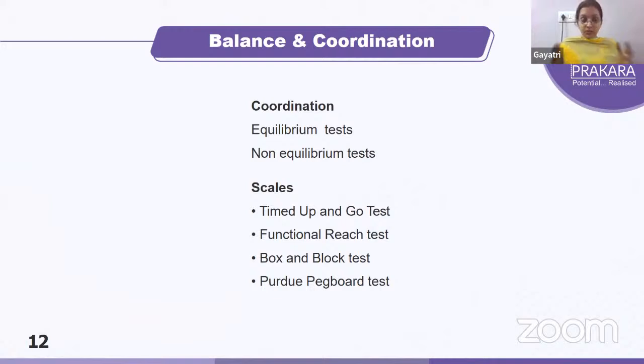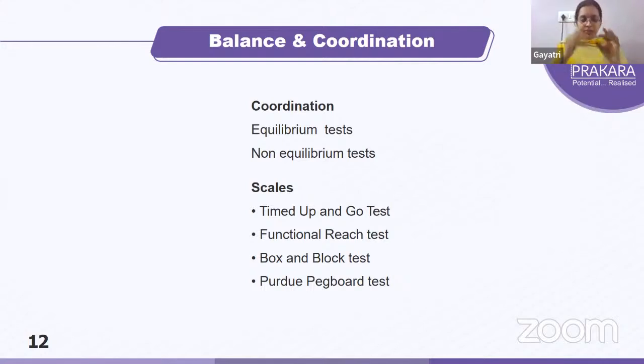Box and block test is where you have a box partitioned into two. One half has full blocks, and the other is empty. In 1 minute, the patient has to move each block from the filled compartment to the empty compartment. So the number of blocks he can move one by one in 1 minute is the box and block test.